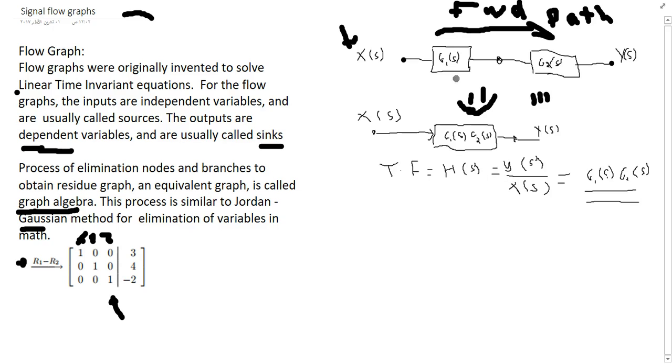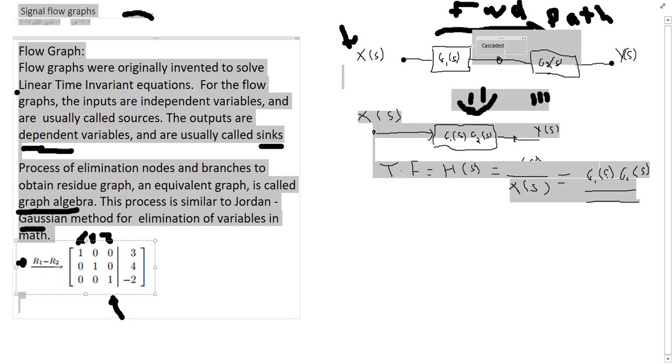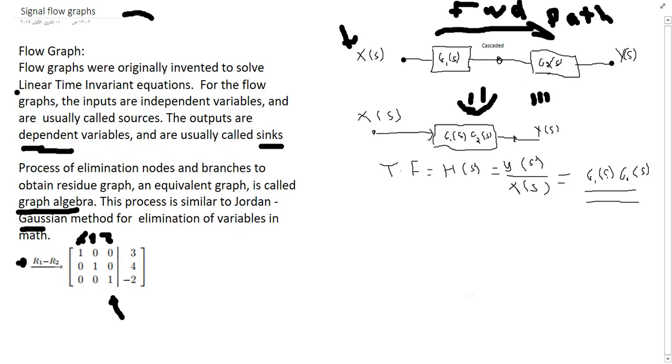Okay, that is graph algebra. If we have them cascaded, this one follows this one, one after another, cascaded as written here. It can be more than one: G1, G2, G3, G4, G5, however you want, but we multiply. Multiplication, or we could say convolution: X(s) convolved with G1(s), convolved with G2(s) and so on. But this is multiplication because we are in the frequency domain.